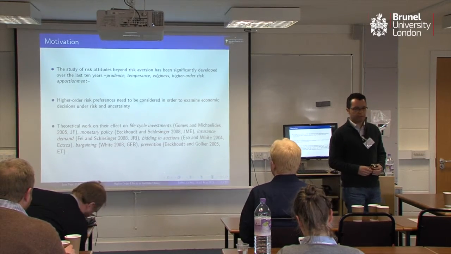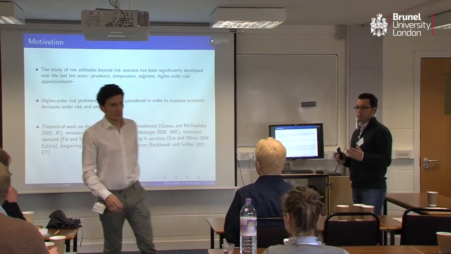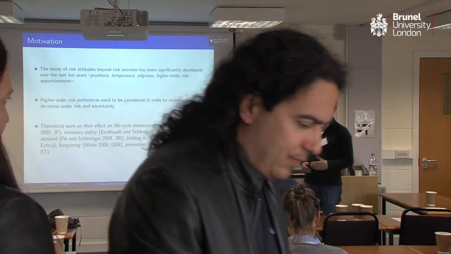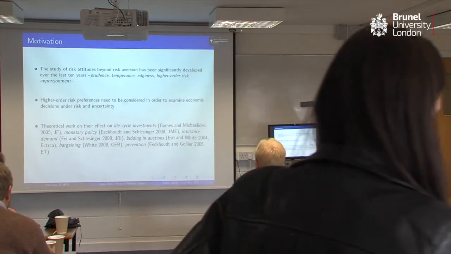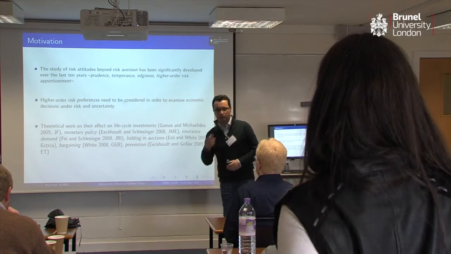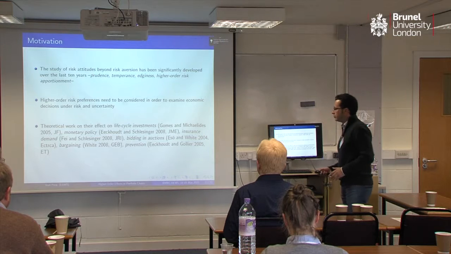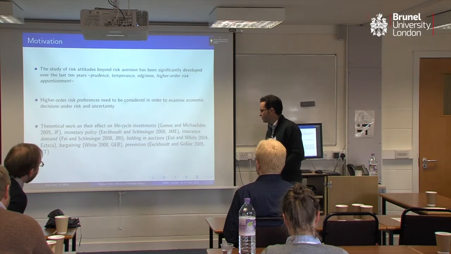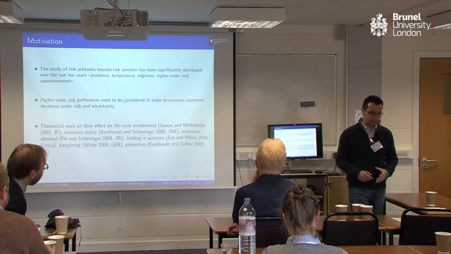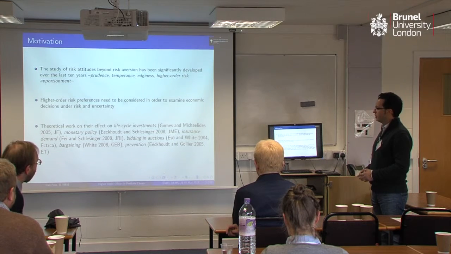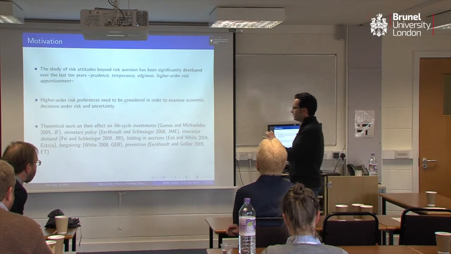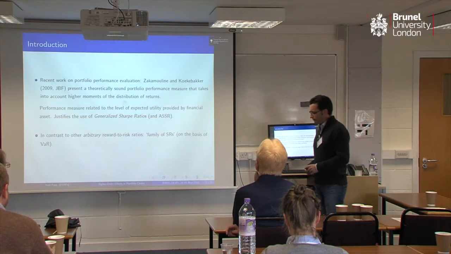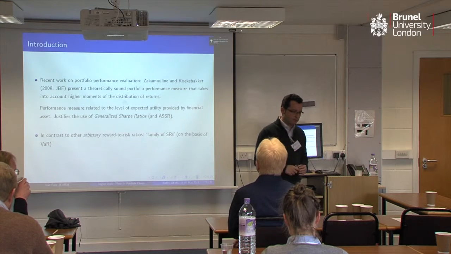And then concepts that refer to risk preferences of higher order, such as prudence, temperance, edginess, higher order risk apportionment, have become more and more important in the literature about decision making. I'm just pointing out some of them: on life cycle investments, on monetary policy, on insurance demand, bidding in auctions, bargaining, prevention. So it's a long list. So obviously in finance, indeed in financial economics, we can't really ignore that.